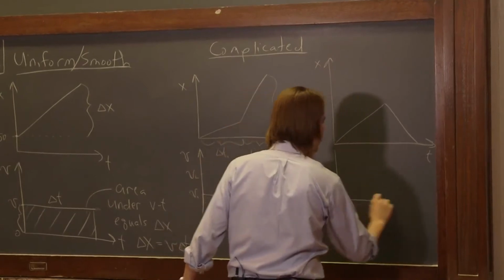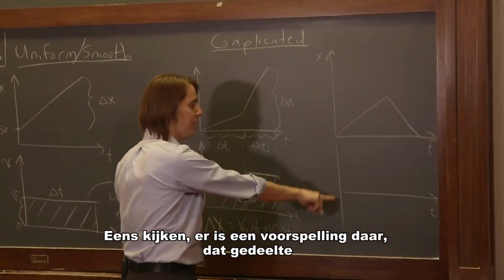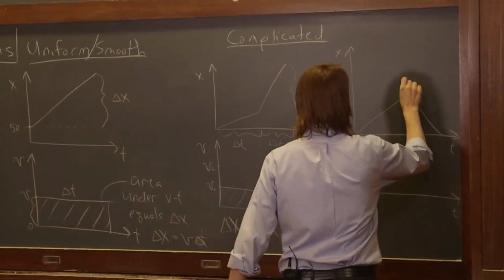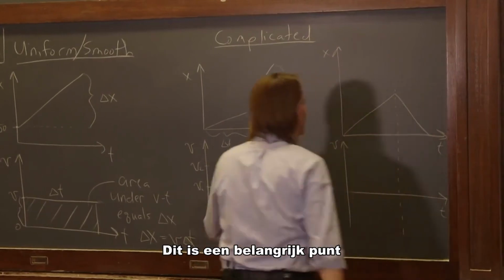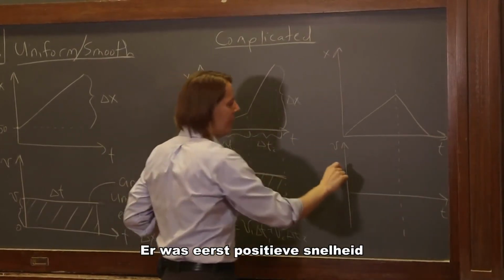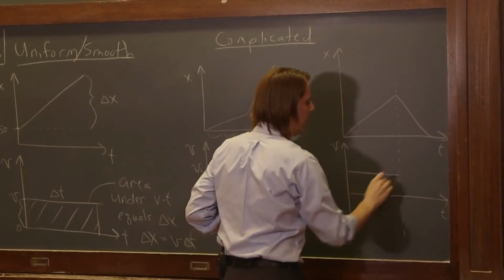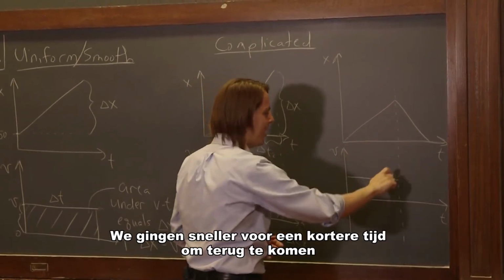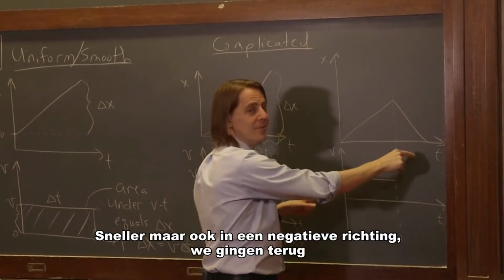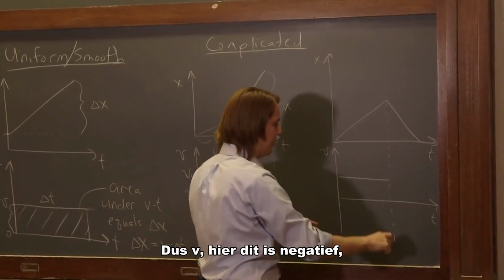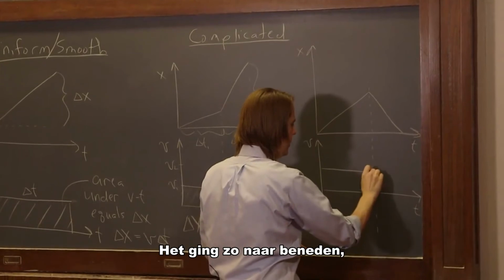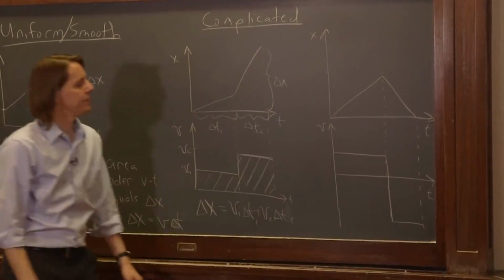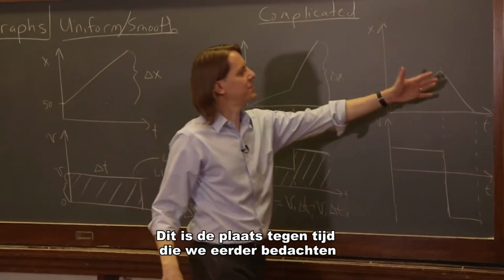Let's see. There's some foreshadowing right there, foreshadowing, right? It's going to be negative. Velocity. Well, and that's the important point right there. Well, at first we had some velocity that was positive because we're moving one way, and it's over a long time. And then we went faster for a shorter time to get back. So faster, but also in the negative direction. We went back. So v here is negative, so I'm going to draw it lower. And it went down like this, but not for as long. Like that.